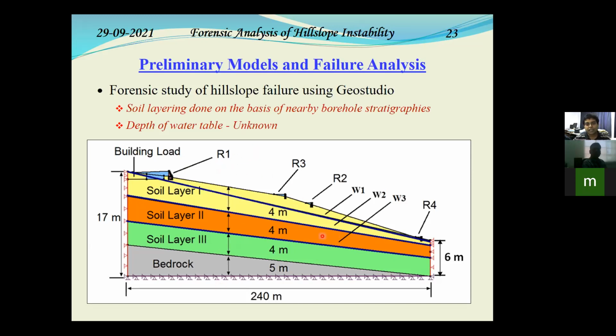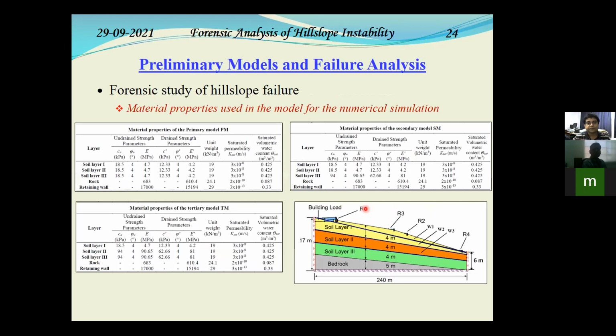So that means we have 3 models of 3 different soil layering, and for each of the models we have executed them under dry condition and 3 conditions of water table. So in total 12 runs we made, but there were several trial and error with different types of stratifications. All those were done. So the material properties as mentioned for each of the soil layer models.